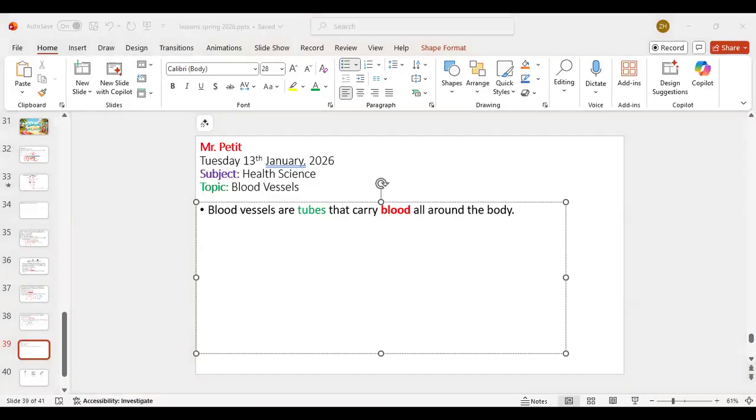How many main types of blood vessels do we have? Three. Very good. There are three main types of blood vessels. Class, give me one moment, please.